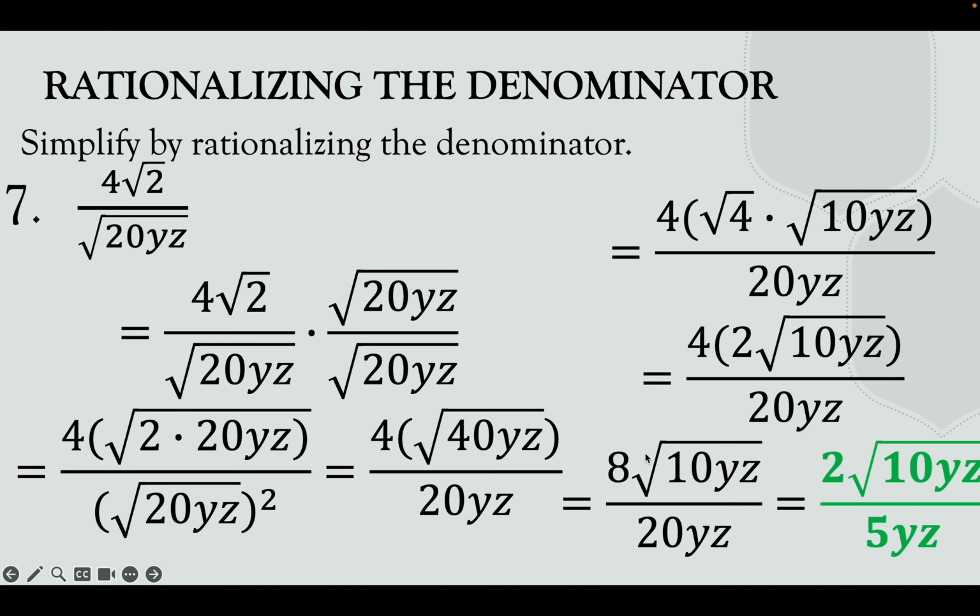Now we can simplify or reduce this one. Their common factor is 4. So we have 8 divided by 4, we have 2. 20 divided by 4, we have 5. So the final answer is 2 square root of 10yz over 5yz.